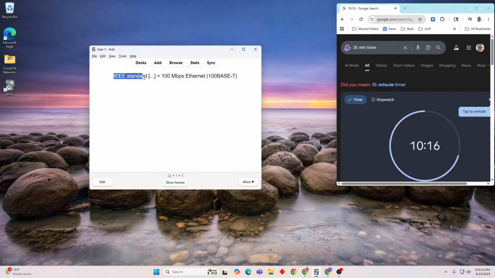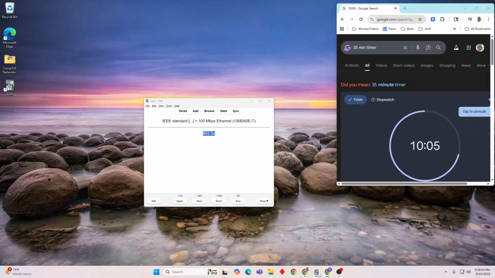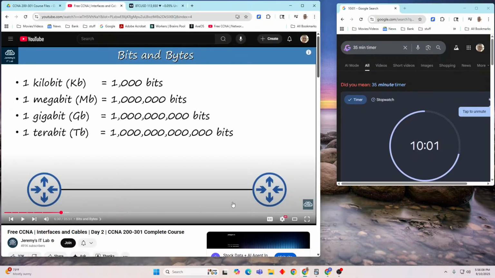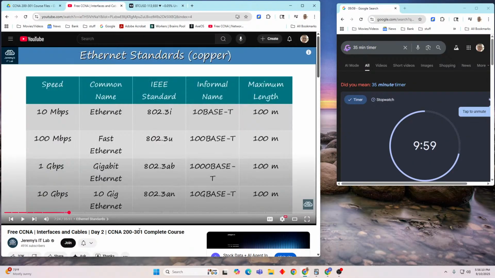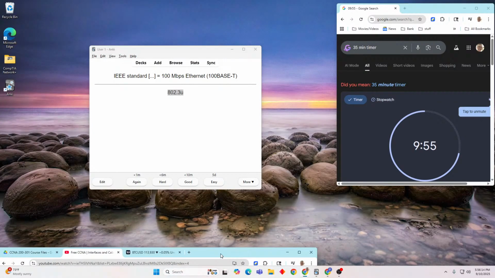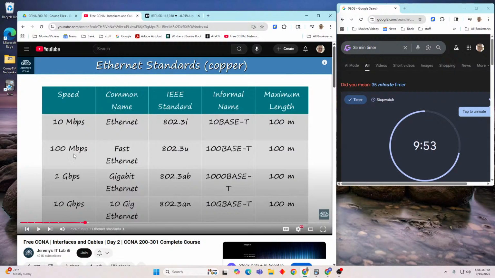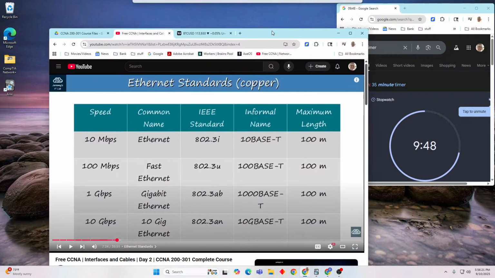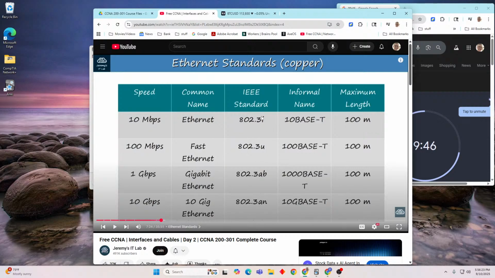But IEEE standard 100 megabits per second Ethernet. Oh man, that I should probably know. I should know my IEEE standards. So this is more of like, where's the chart? What was the question? 100 megabits per second. So this is 802.3u. So this can be memorized.